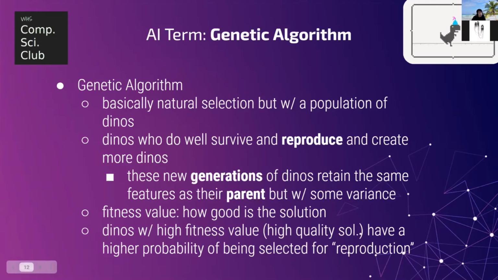And last thing, we have the fitness value. This is optional, so I'm going to speed through it. If you don't understand it, it's fine. But basically, it's how good the solution is. Dinos with a very high fitness value have a higher probability of being selected for reproduction.